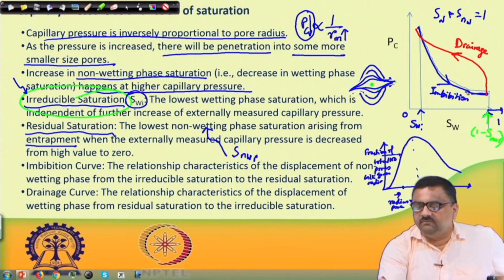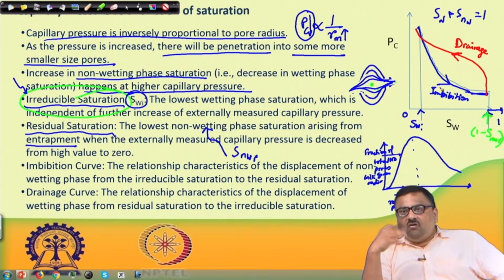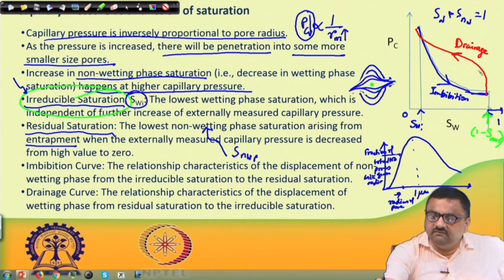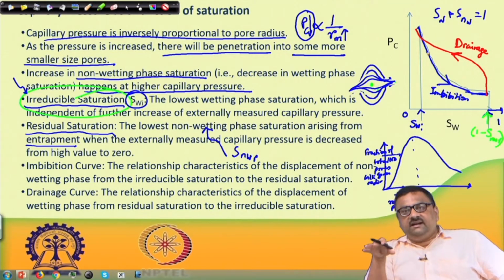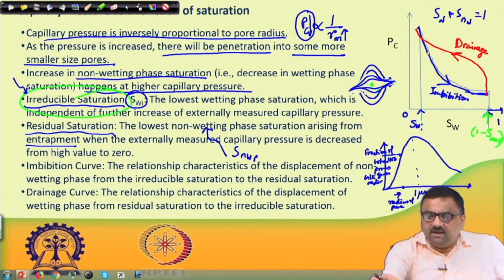Imbibition means the water saturation is increasing, oil is thrown out of the pores, or wetting phase saturation is increasing, non-wetting phase is thrown out of the pore. Whereas drainage means now you are increasing the capillary pressure, and the non-wetting phase is gradually getting into the pore, first the larger pores and then gradually into smaller pores at much higher pressure. So, this is going backward now.